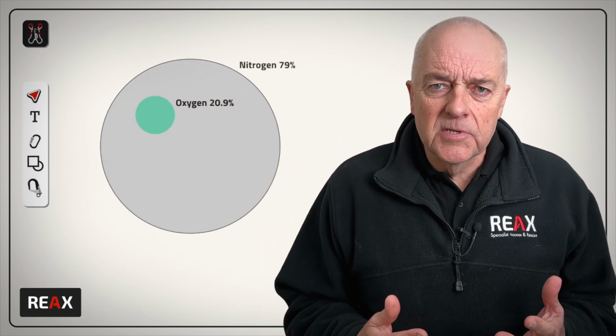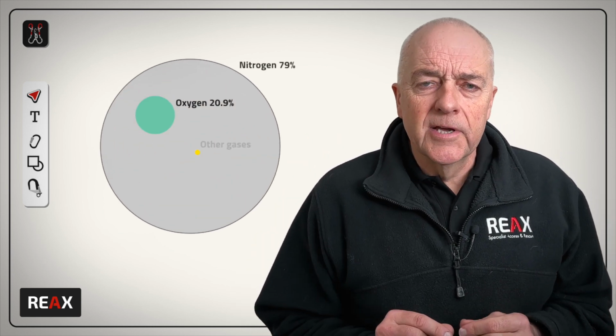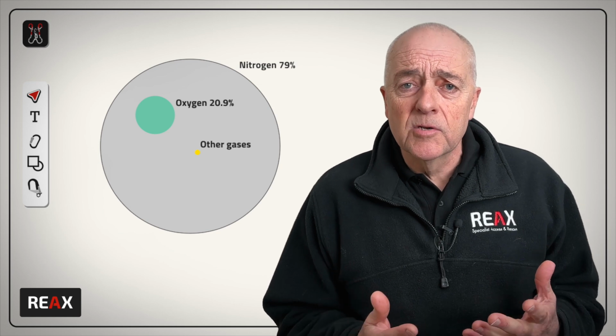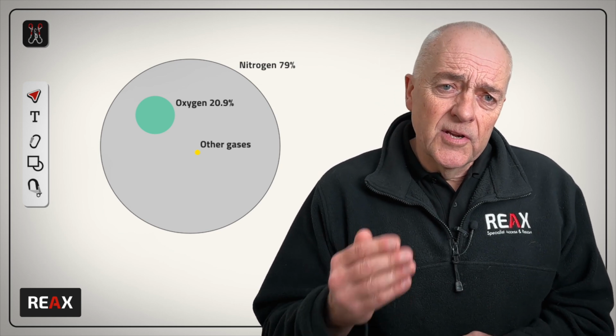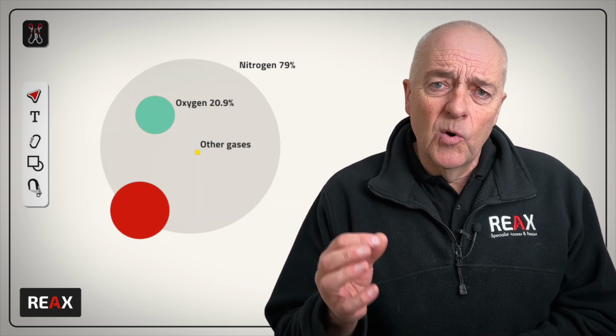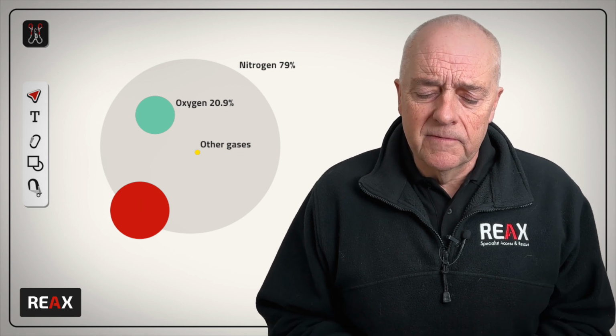If we look at the atmosphere, we have 20.9% oxygen within our atmosphere around us, 79% of nitrogen and some trace of other gases in the atmosphere. Now, if that's what it is in our space, everything's great. When things go wrong, it's because a gas has come in, and what's that gas going to do to us? How is it going to affect us?